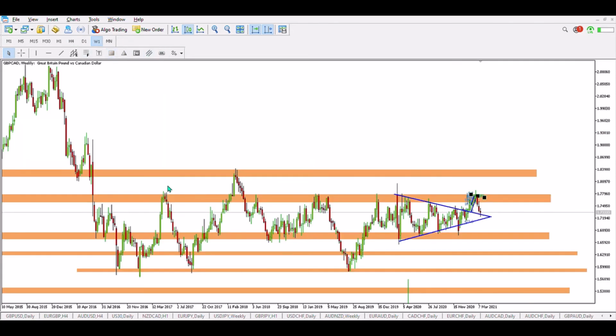Where is the weekly resistance? Here, here, here, here, everywhere on this level. So this level will be very hard to break, but once we break it, we definitely will go to the target of the triangle pattern, which is nearly as much as the size of the whole triangle. So that's perfect. And that's it for this analysis, guys.